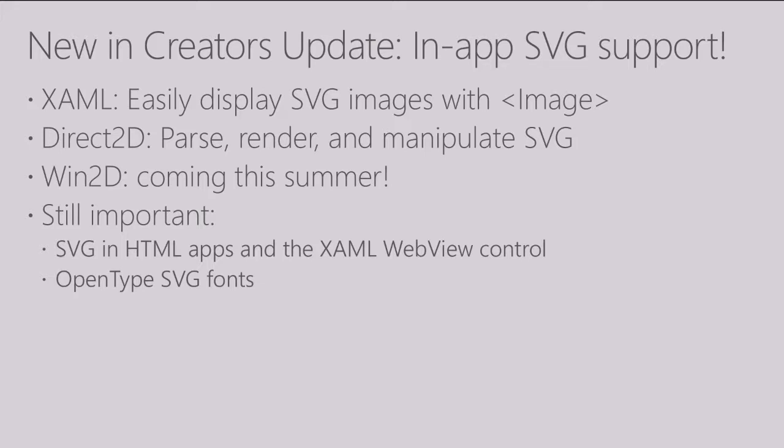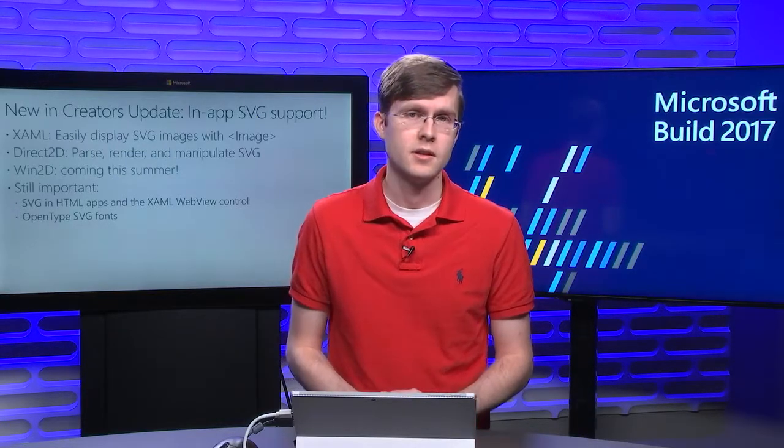I should also mention that we still support the methods of rendering SVG that you might already be familiar with. HTML apps and the XAML WebView control are both based on Edge's full browser-grade support for SVG, and they also offer access to JavaScript. So if you need that kind of functionality, we recommend using those technologies. OpenType SVG fonts, which we introduced in the Anniversary Update last year, allow you to use SVG to define the shapes and colors of glyphs in a font. This lets you implement rich, multicolored font for text scenarios or for icon fonts, if that's how you prefer to manage the icons in your app.